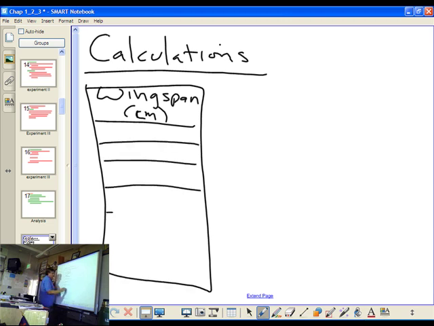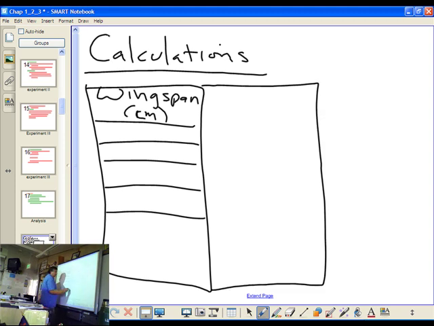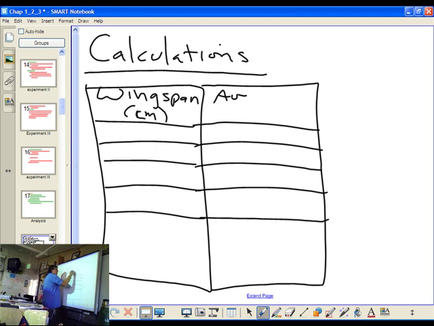You're just going to copy whatever you had in that column in the observations. Copy that down. Second column: average time in seconds. All right. So right now, each group in that section, do your calculation. It will take about 5 minutes or so.